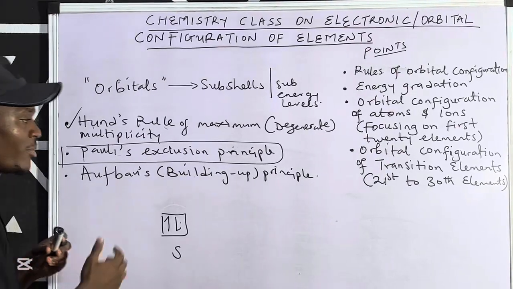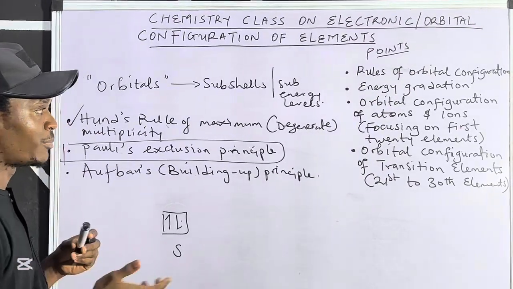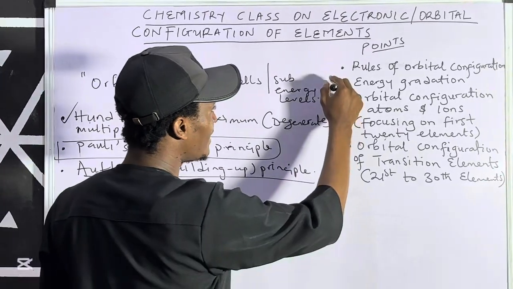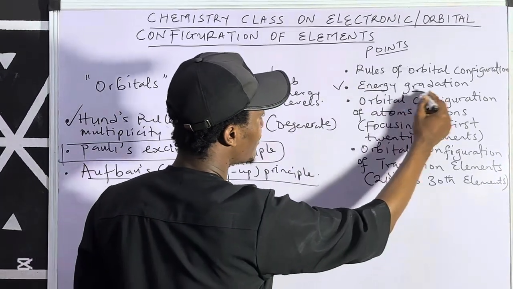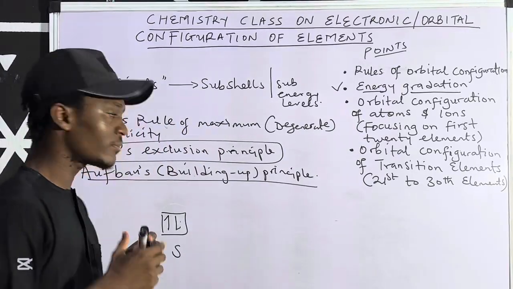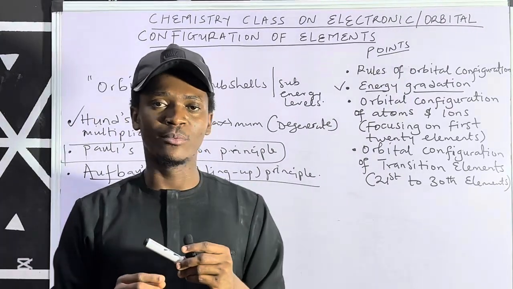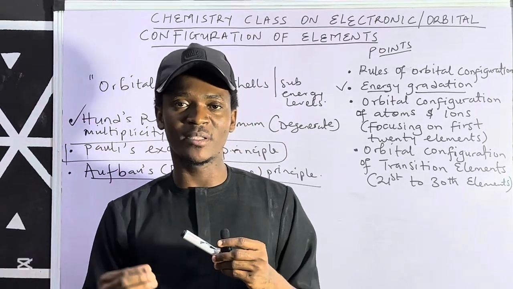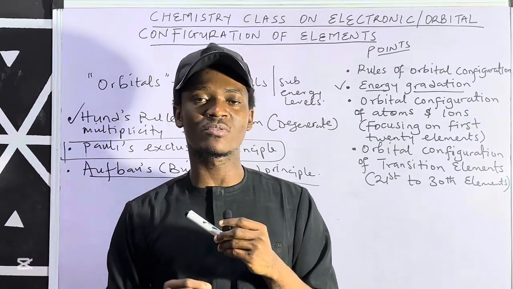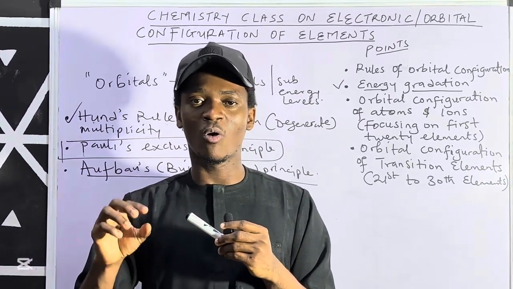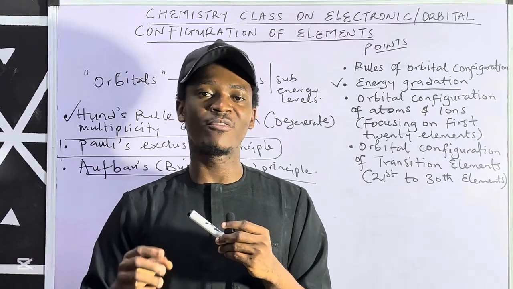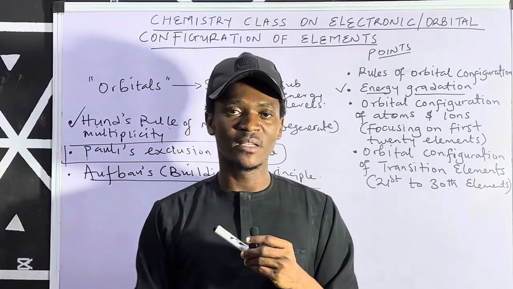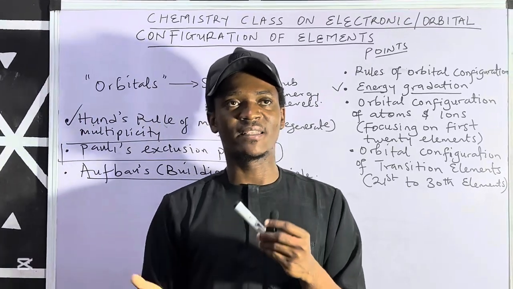Then what about the Aufbau principle, or the building up principle? It is this Aufbau principle that will lead us to the energy gradation. What does that mean? The Aufbau principle states that when you are filling electrons in orbitals, you must start filling the electrons in orbitals of lower energies before moving to orbitals with higher energies. And what does that mean? It means that it's just like a ladder.